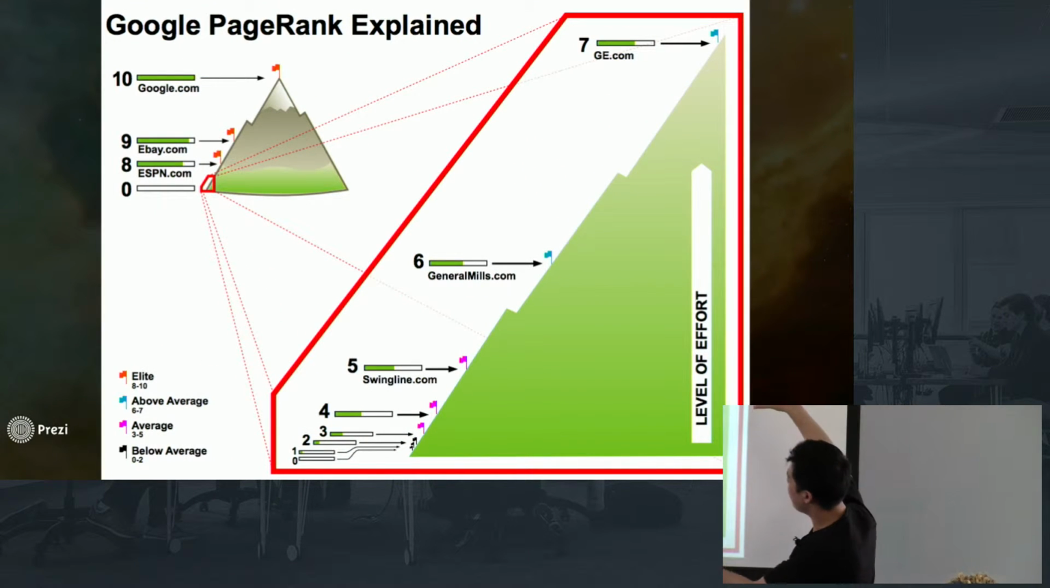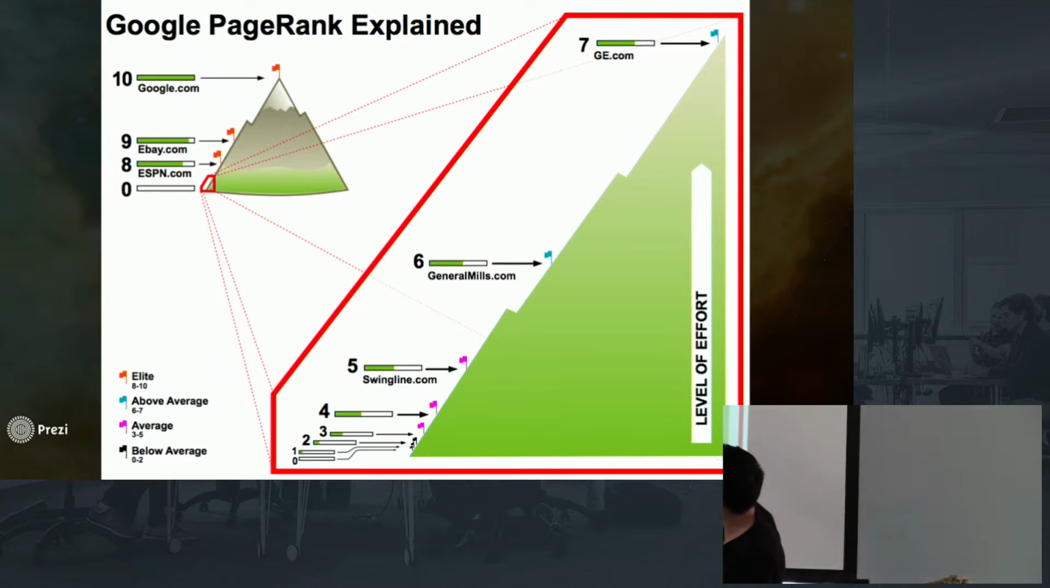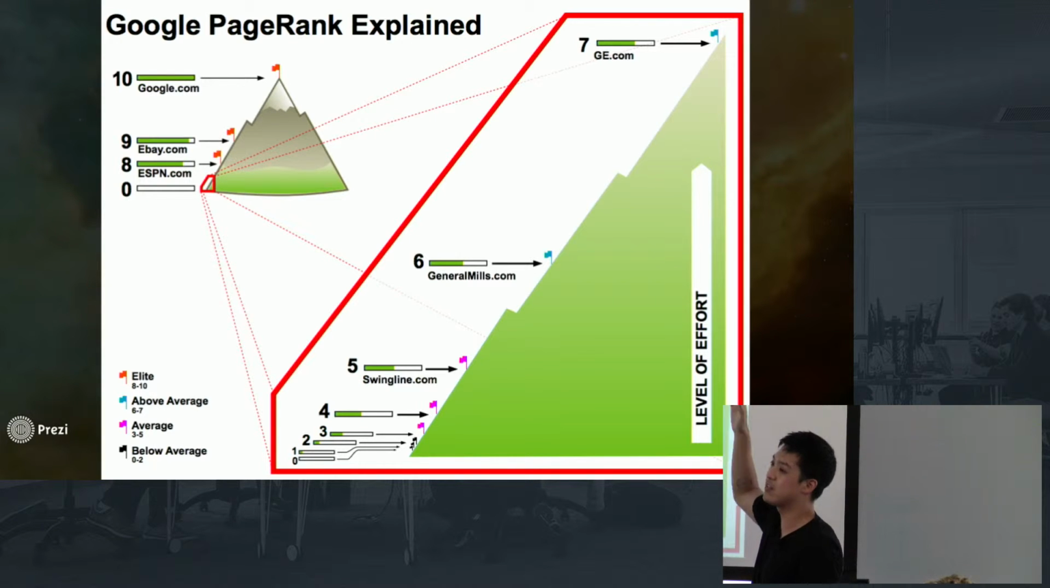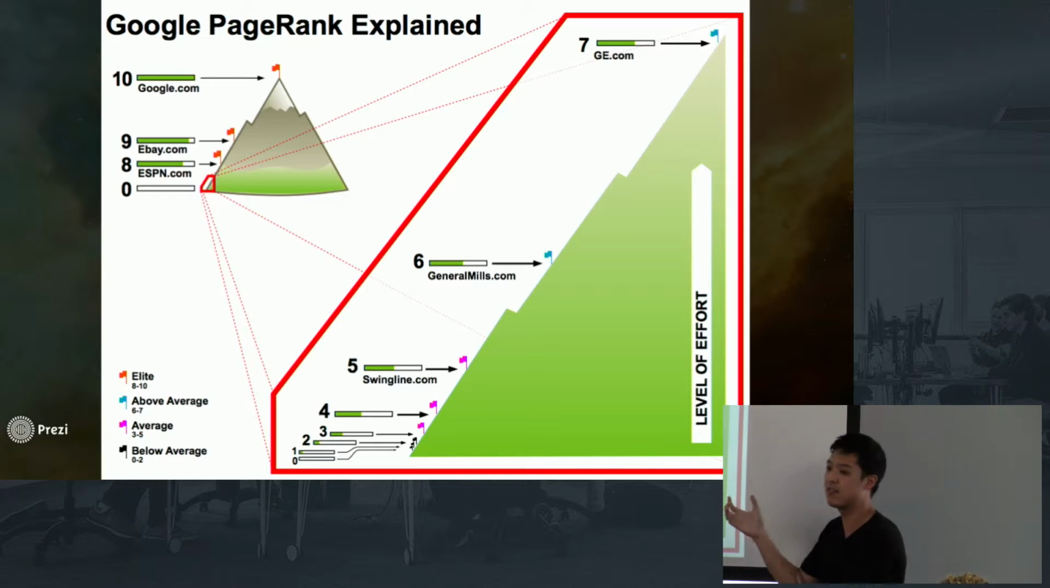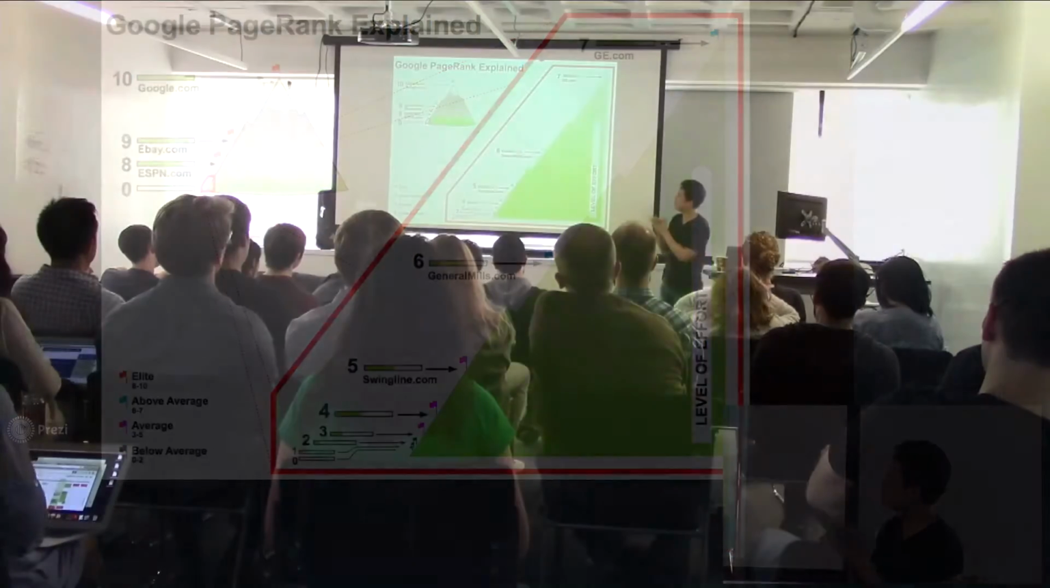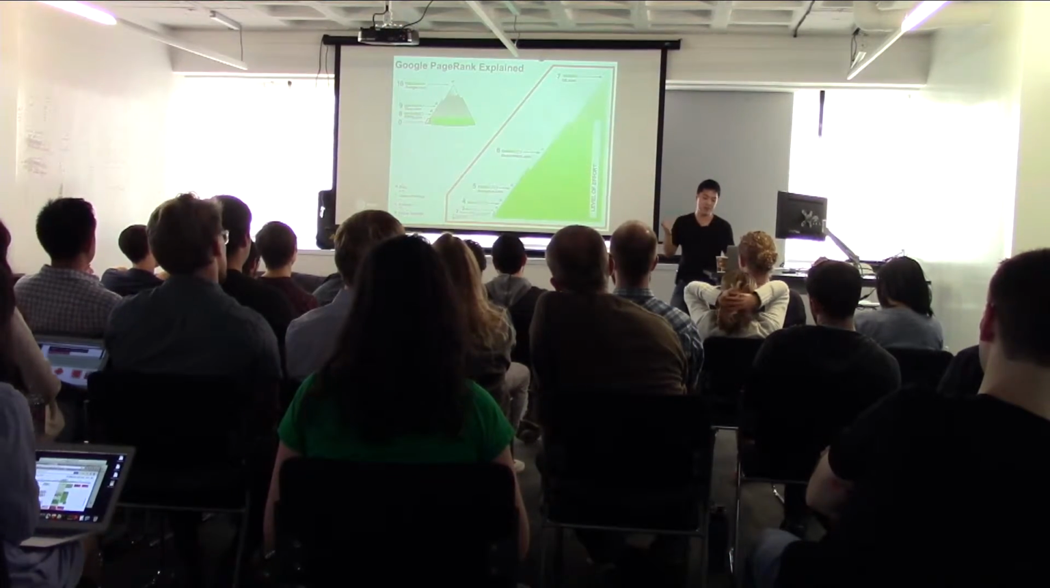So PageRank is, you can see that mountain there. It really shows how hard it is to get to the top. 10 is like the best you can hope for, but it's not going to happen. You start down here, and it gets exponentially more difficult to gather as many backlinks and quality backlinks as needed to get a higher PageRank, so that you appear more relevant.